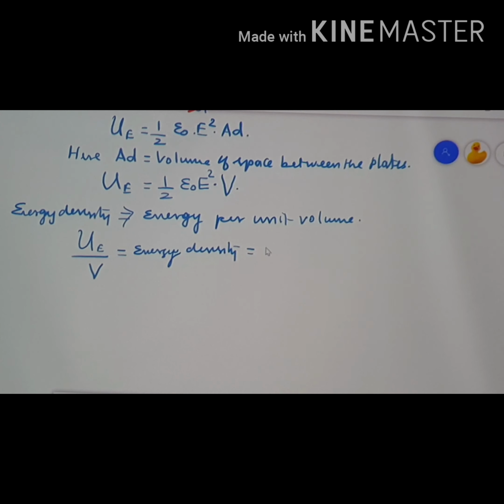and energy density is represented by small epsilon of E, which is equal to what? Total potential energy, that is half epsilon 0 E square. When you take this V to the other side, you will get half into epsilon 0 into E square, and this value we consider as energy density. So energy density is nothing but energy per unit volume.